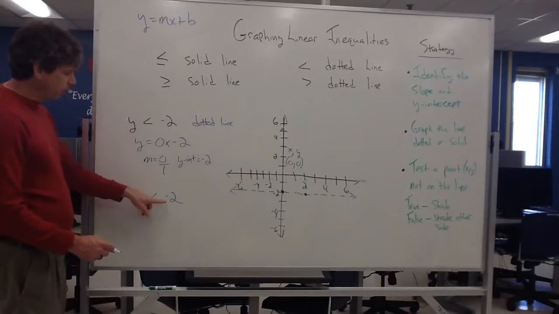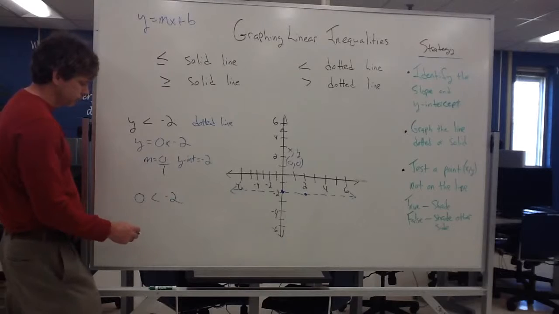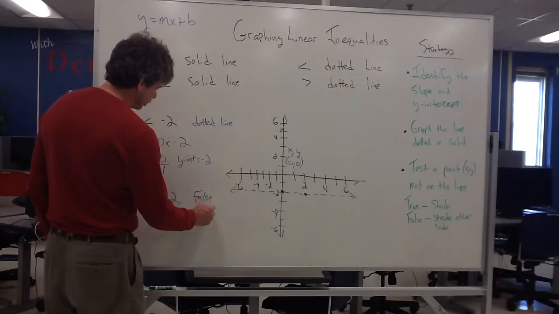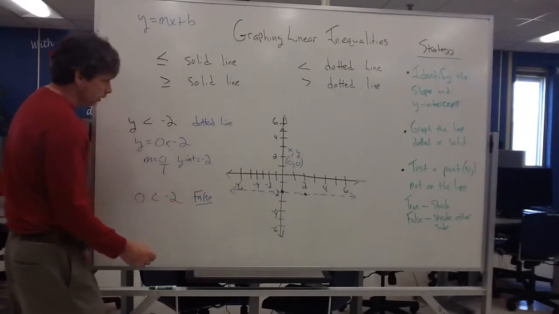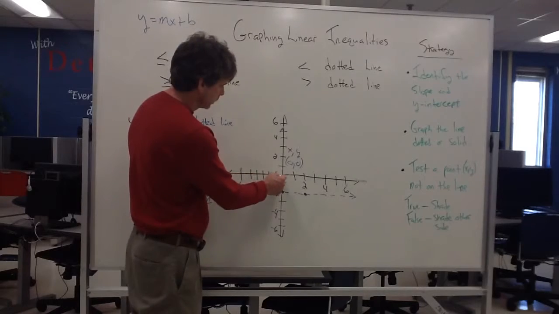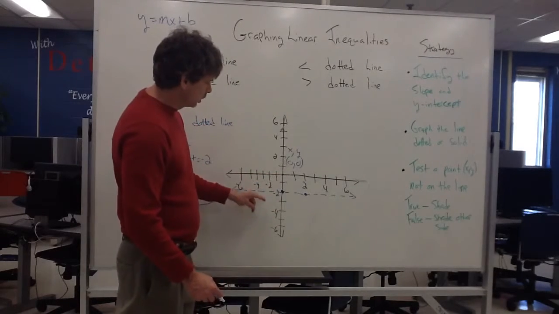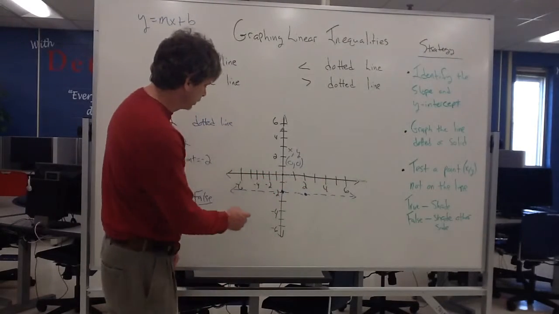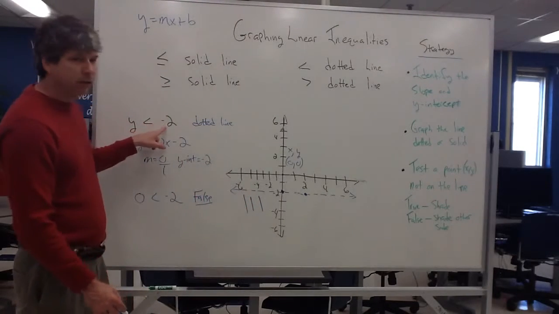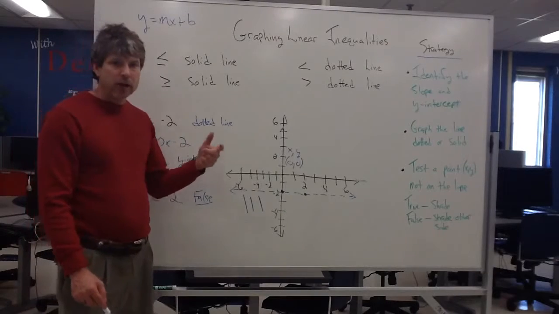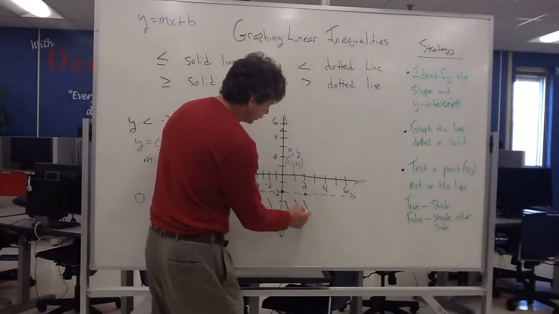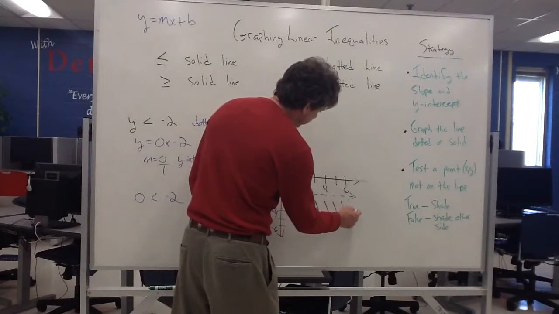Is 0 less than -2? Again, that seems to be a false statement. So what this is telling me is I can't shade the side of the line where this point is. That's not part of the solution. So I have to go to the other side of the line to be less than -2. And that kind of makes sense. y has to be less than -2, which implies your y values have to go below that. So my logic also is telling me that I should be shading below the line.